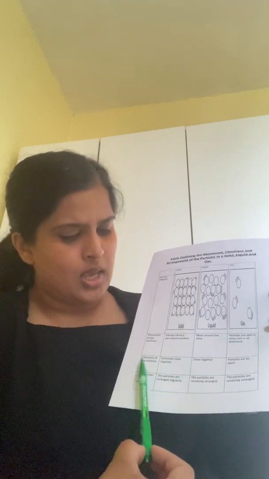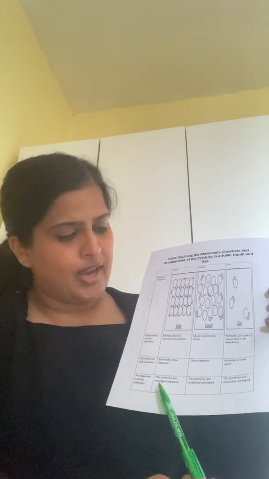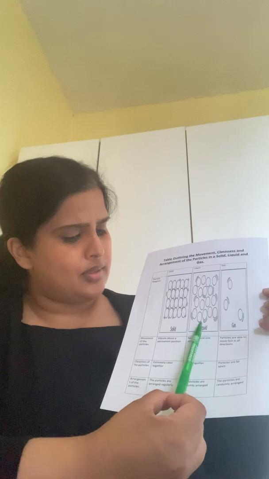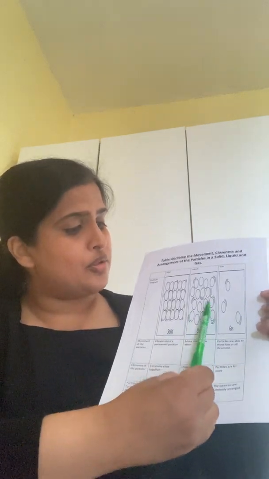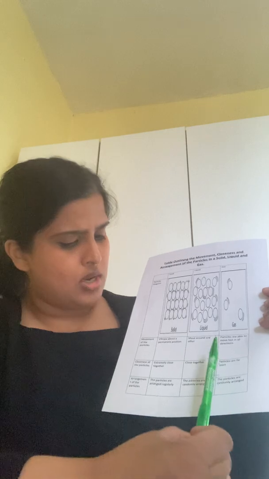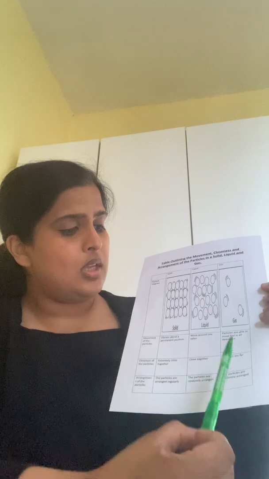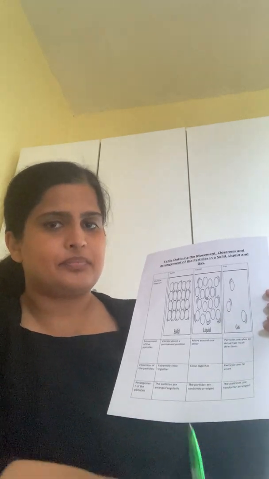So firstly, we know that the particles in a solid vibrate about a fixed position. The particles in a solid are extremely close together. The particles are arranged in a very orderly, strict fashion in a solid. In a liquid, the particles are able to move around one another. They're fairly close together in a liquid, but not as close as in a solid. And the particles are randomly arranged. The particles in a gas are able to move fast around everywhere. The particles are far apart in a gas, and the particles are randomly arranged in a gas.